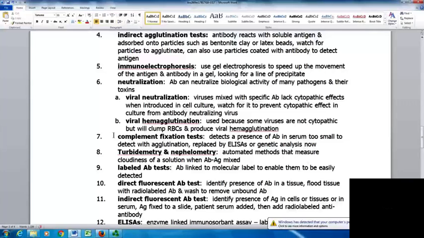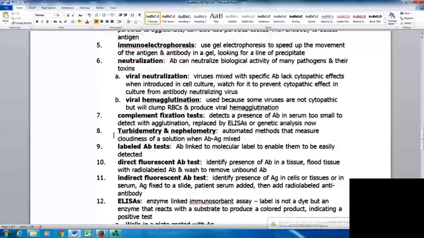With viral hemagglutination, this can be used because some viruses are not cytopathic but will clump red blood cells. So they'll produce viral hemagglutination.